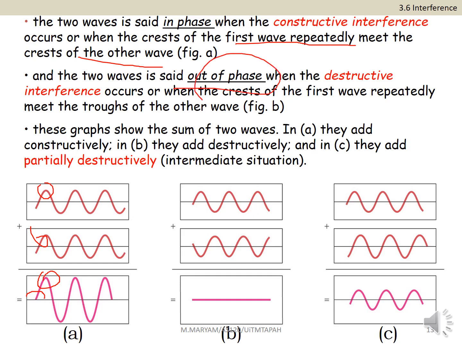The waves are out of phase when destructive interference occurs. For example, when a crest meets a trough and we add them together, they will add destructively, which means a flattened surface will occur here. And as in part C, when the crest meets a half crest, they will add partially destructively, or what we call intermediate.